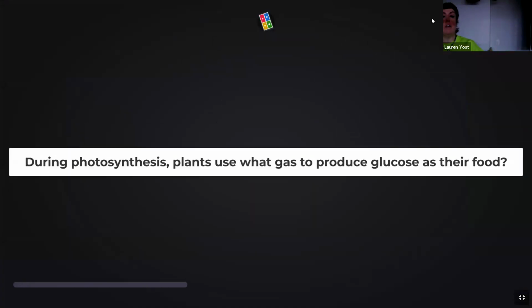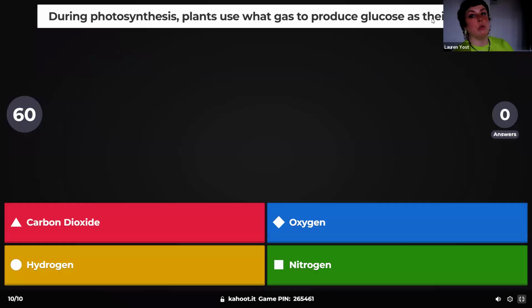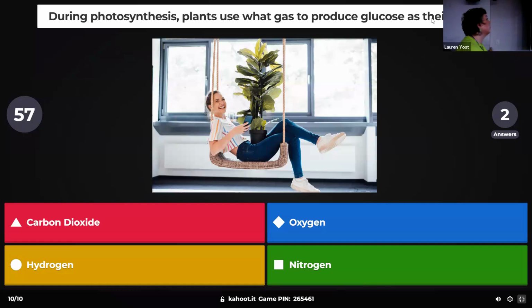All right. During photosynthesis, plants use what gas to produce glucose as their food? So they're still going to use glucose in aerobic respiration. Plants still need glucose in order to make their ATP, but they do not get it from their environment. They have to make their own glucose to feed into aerobic respiration. So what molecule do they use to build that glucose? You get it from the air.